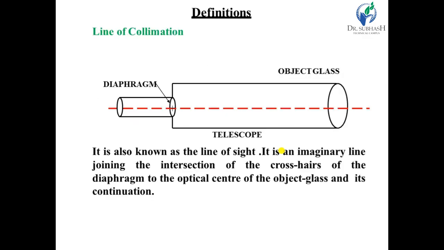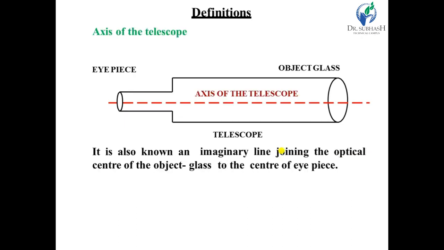Now next is the line of collimation. It is also known as the line of sight. Those are two names: line of collimation and line of sight. It is an imaginary line joining the intersection of the crosshairs of the diaphragm to the optical center of the object glass and its continuation.